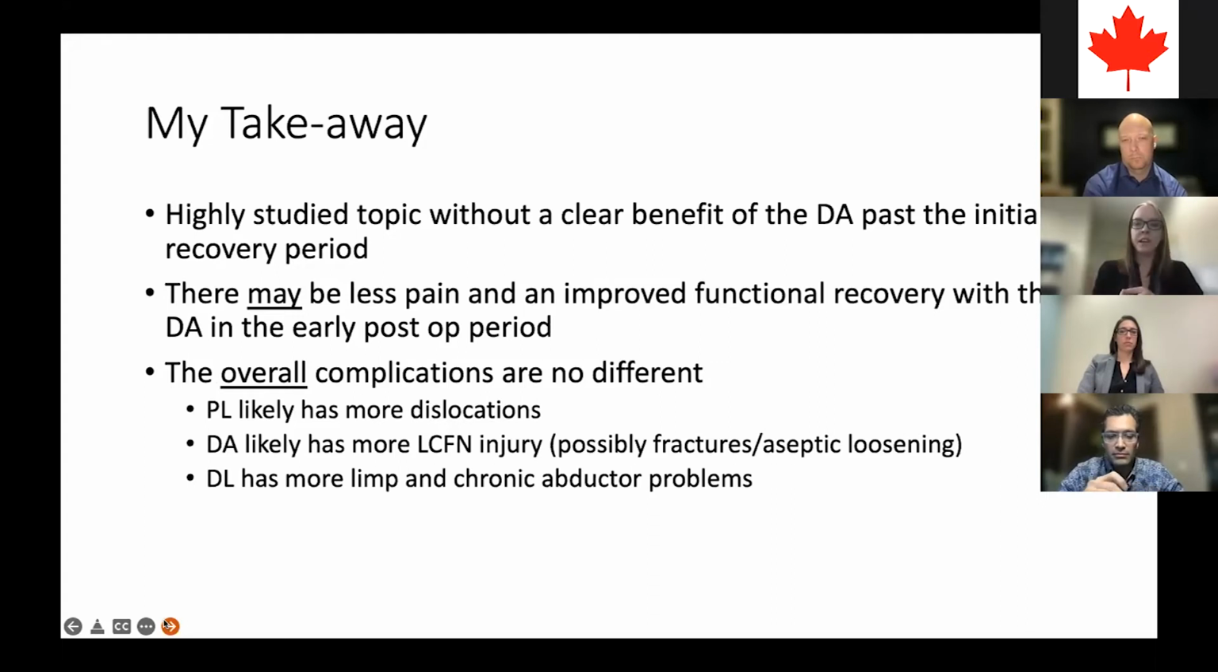Posterior lateral is going to have more dislocations. And even with large head sizes, we're seeing less of that with the posterior approach, but it's probably always going to come down to being a little bit higher. The DA is always going to have more lateral cutaneous nerve injuries, maybe fractures and aseptic loosening. We'll see as those registry studies take us out further whether or not that's an actual finding. And the lateral approach is going to have patients that limp and chronic abductor problems. They are all going to have each of their own types. So it's really which one do you want to be dealing with.